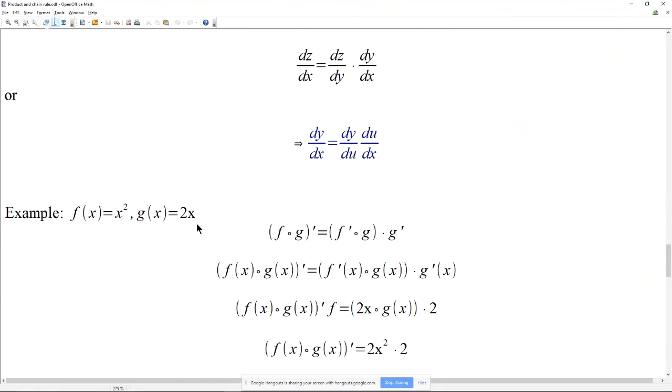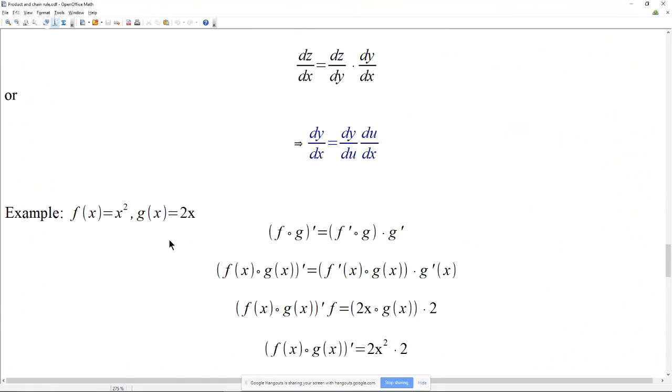Remember, the composite was if I have f of g, or excuse me, f composite g, I'm just taking 2x, I'm sticking it into x squared. What would be the composite of this function if I have f of g of x? Okay, if you have f of x, g of x, it will be 2x squared. Right. You're just sticking this in for x, so you just have 2x squared.